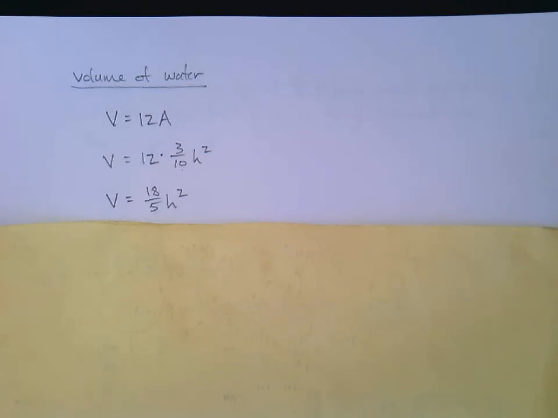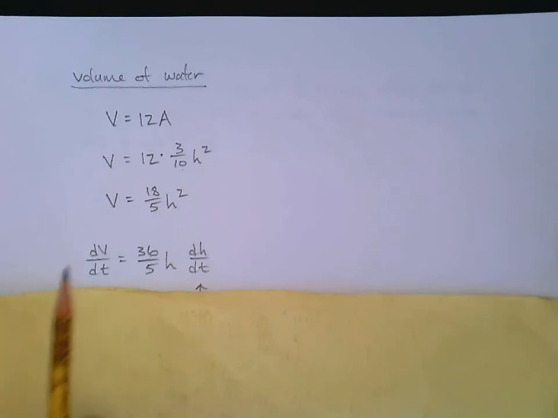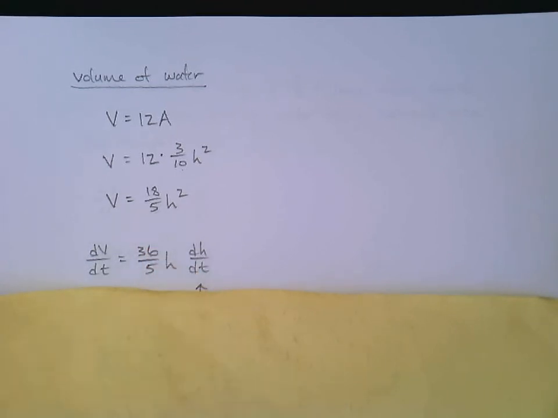Once we have the equation relating the quantities, now we take the derivative with respect to t, for time. Okay, no big deal here, right? The derivative of V is simply dV over dt. This, well, multiply the 2 down, 36 over 5h. And be sure to put the dh over dt on the end.